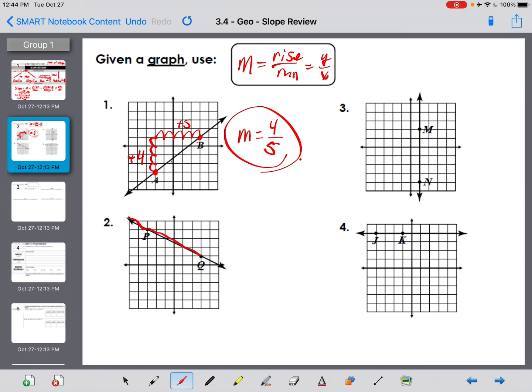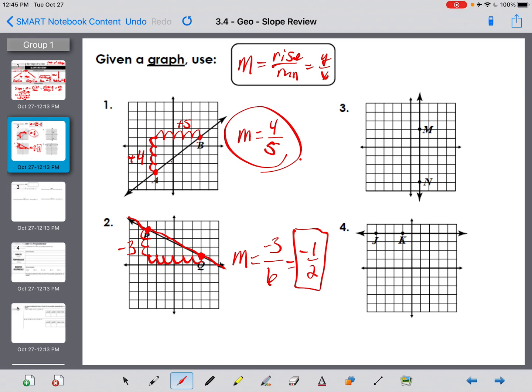Now, if we look at number 2, I can already tell because left to right it's going down. It starts here and goes to there. So let's count them. Down, 1, 2, 3. That's a -3 on top. And then 1, 2, 3, 4, 5, 6 to the right. Oh, and look at that. 3 goes into 6. I can reduce that to -1/2. 3 goes into 3 once. 3 goes into 6 twice.